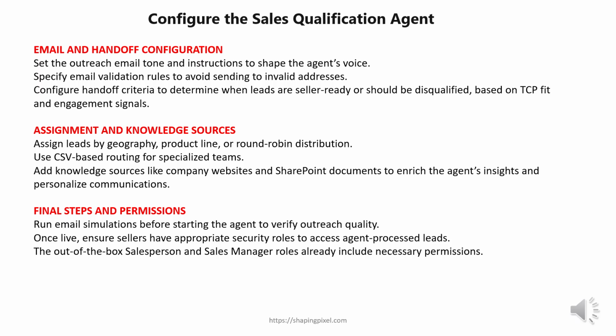Final steps and permissions. Run email simulations before starting the agent to verify outreach quality. Once live, ensure sellers have appropriate security roles to access agent-processed leads. The out-of-the-box salesperson and sales manager roles already include necessary permissions.